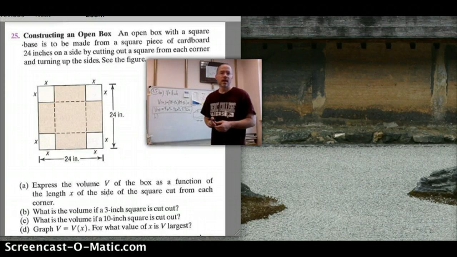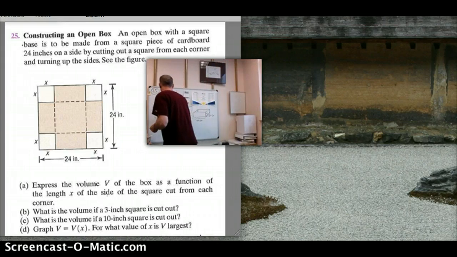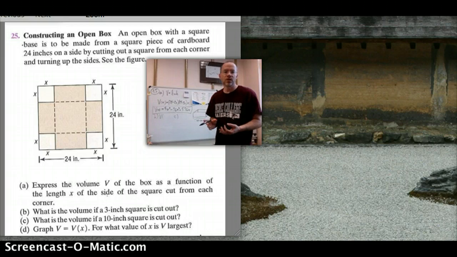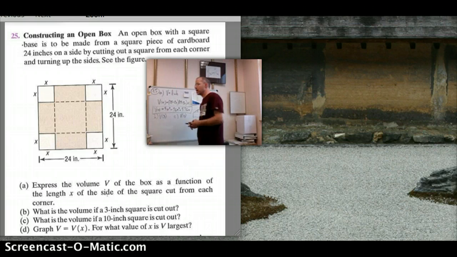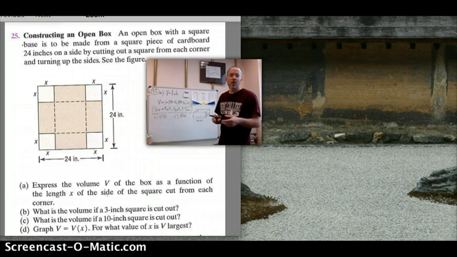So in part B and part C, essentially, I'm supposed to figure out what volume is when x is equal to 3 or 10. In other words, what's v of 3? What's v of 10? And I could take 3 and 10 and put them back into this formula. I could even go back to the original here and put in 3 for x every place I see it, or 10 for x, and simplify. But let me go on to part D.